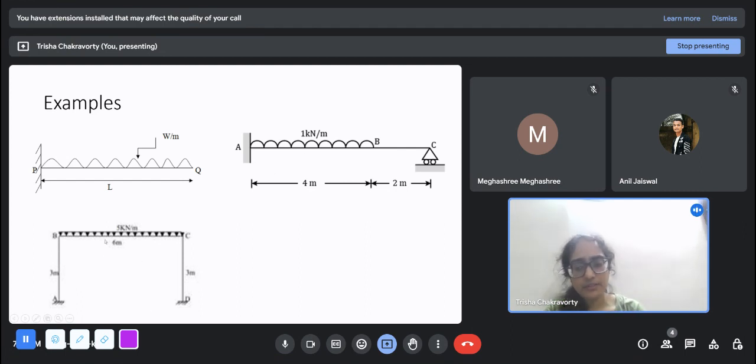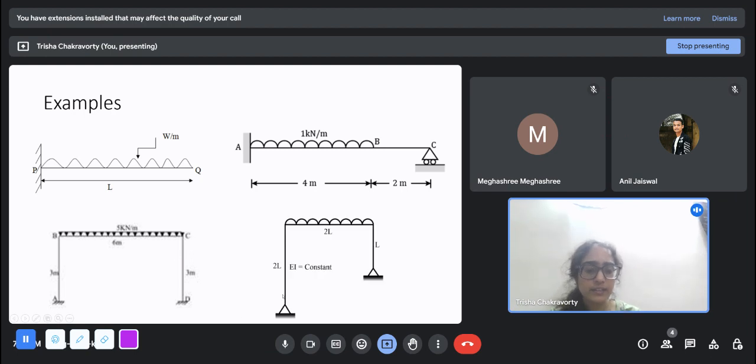This frame is a 2D frame. In a 2D plane, these fixed supports give three reactions each. So there are six reactions and three equations of equilibrium, so the structure is 3 degree indeterminate. And these are hinge supports. Hinge supports give two reactions each, x direction and y direction. So we have four unknowns and three equations of equilibrium, so this structure is 1 degree indeterminate.